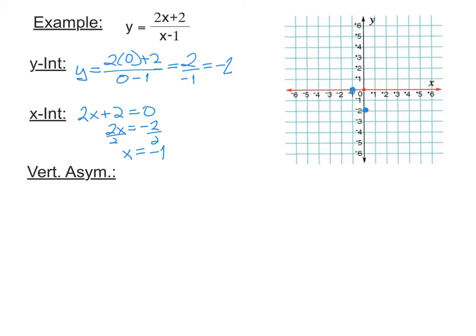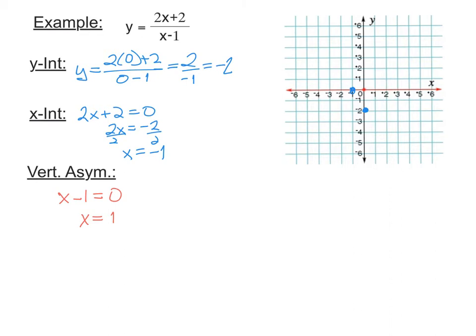Now we move on to the asymptotes. In order to find the vertical asymptote, we want to find out when the fraction is undefined, and that's when the denominator, x minus 1, would equal 0. So we solve that, and we get x equals positive 1.